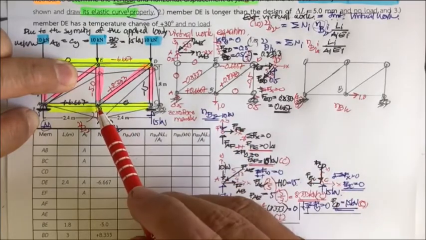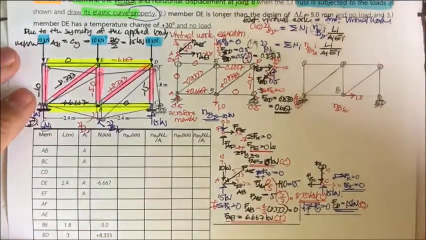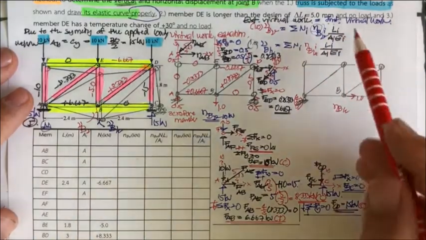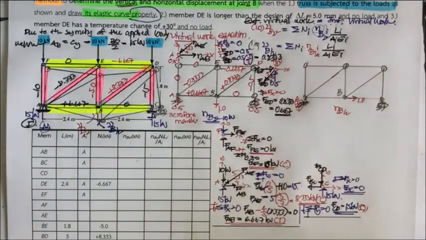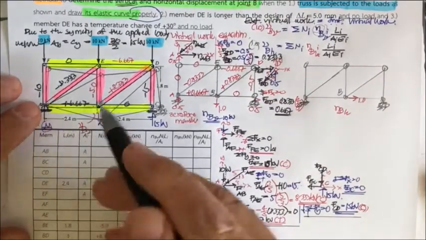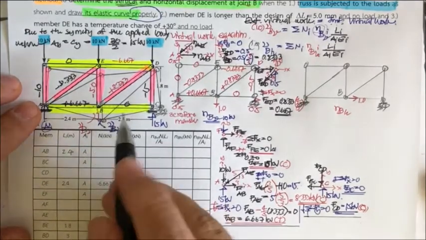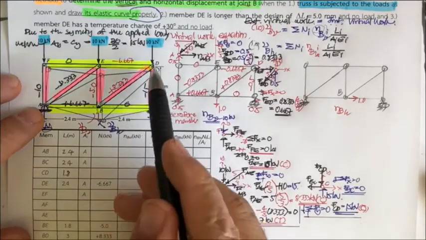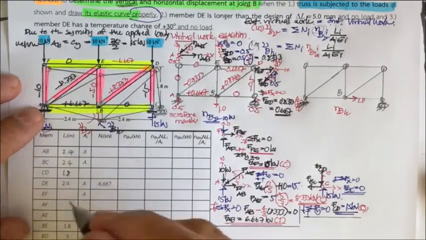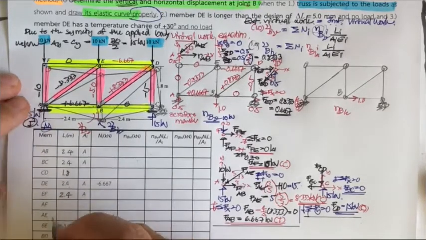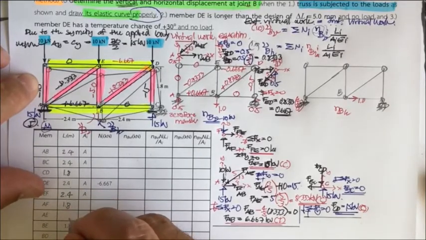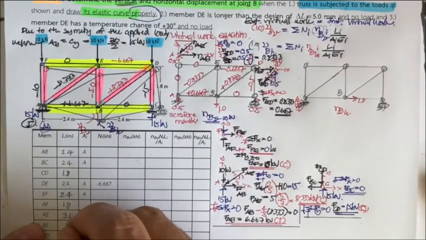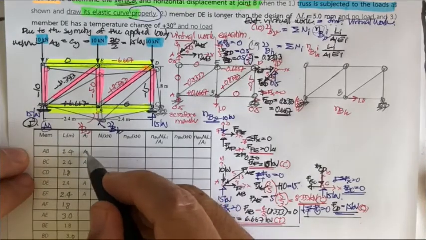Now we finish determining the normal force in this truss due to the 1 unit force at B in the vertical direction. Okay, let's use this equation. Now we're going to determine the dimension of the members of the truss. What's AB? The length of AB is 2.4. BC is 2.4, and CD is 1.8, and DE, and EF is 2.4, and AF is 1.8, and AE equal to BD is 3.0.